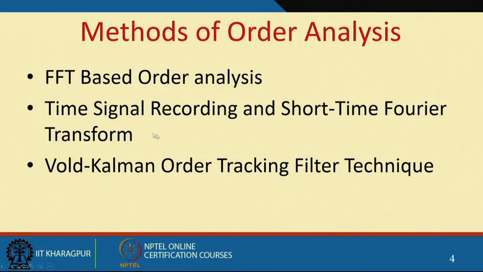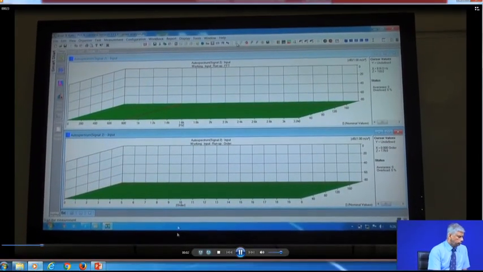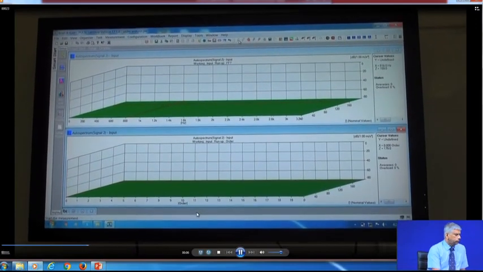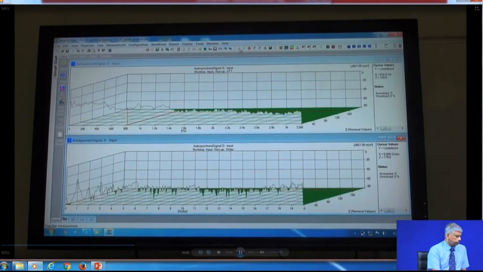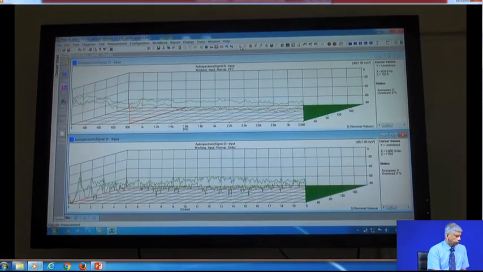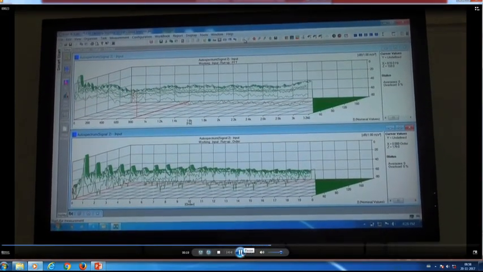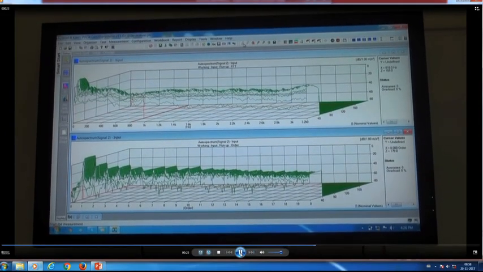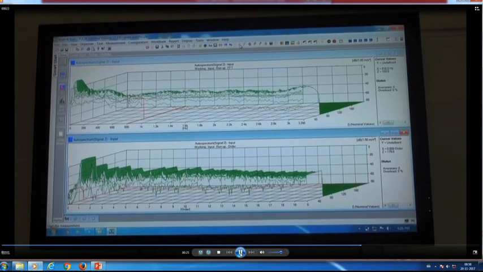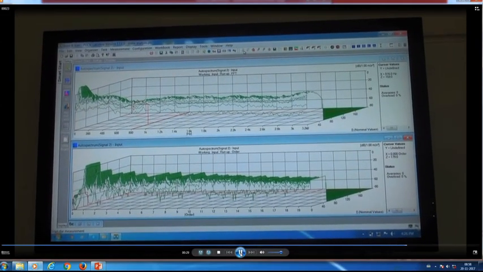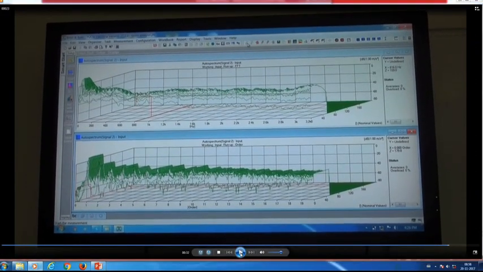Okay. So, the methods of order analysis are FFT based order analysis, time signal recording and short time Fourier transform, and Wold-Kalman order tracking. To demonstrate this, I will show you another video. See, this is the same rig. Now, there are two plots here.